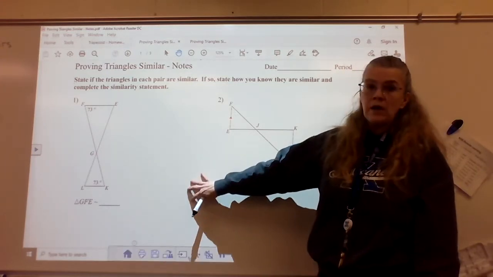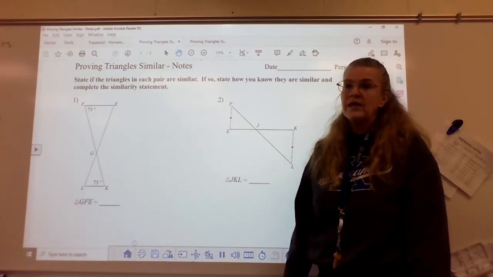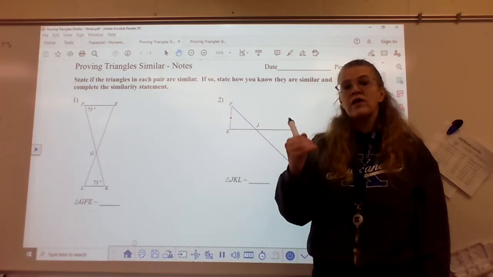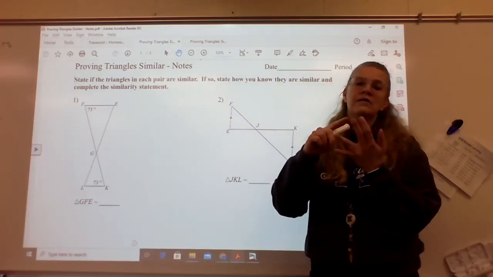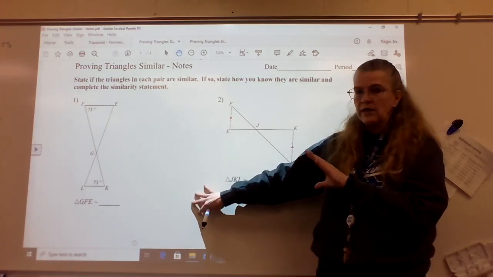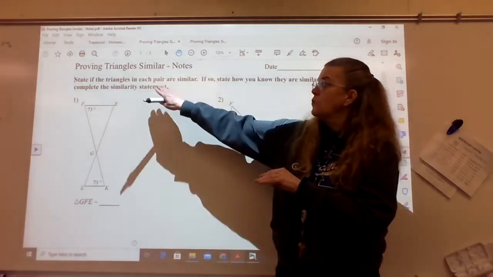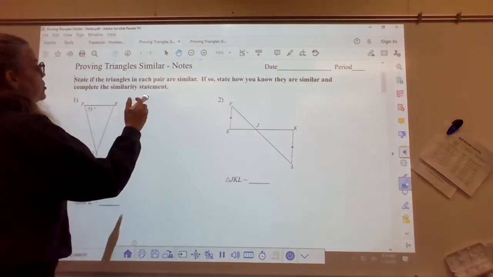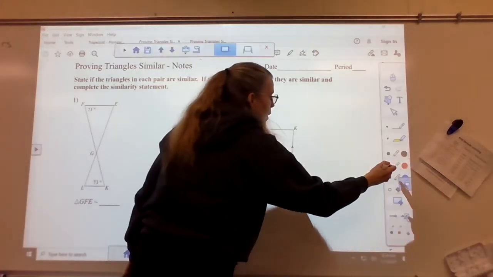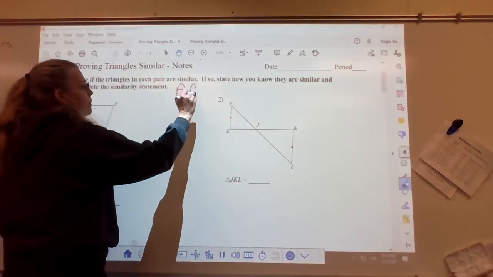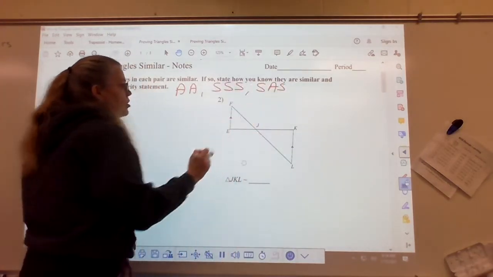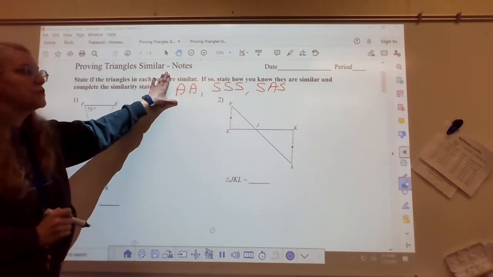So I'm working on proving triangles similar. If you remember back months ago, we had a section on proving triangles congruent. We had side, side, side, side, angle, side, angle. We had all of those. So this is very closely related to proving triangles congruent. For proving them similar, the three ways we can use are angle, angle, side, side, side, and side, angle, side. So those are the three ways we can prove triangles similar.